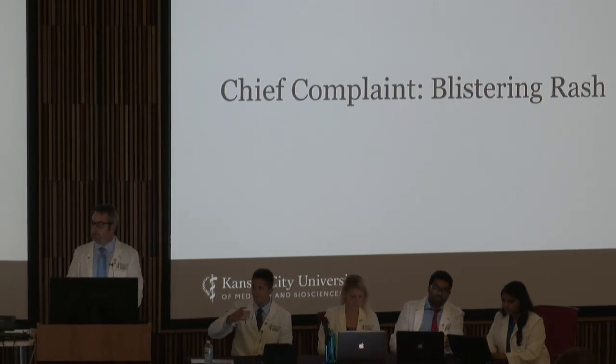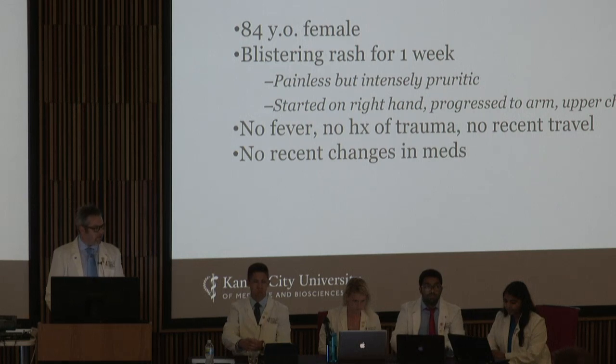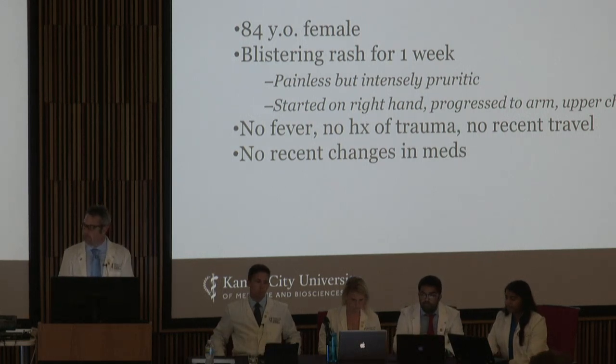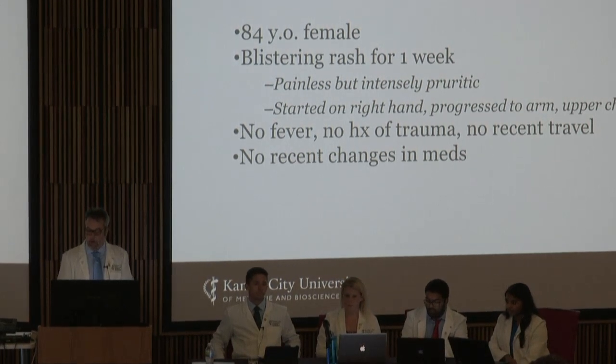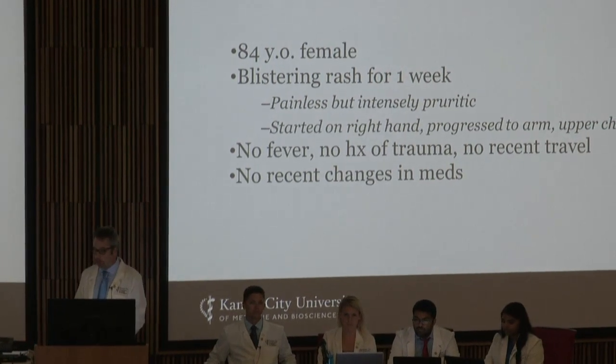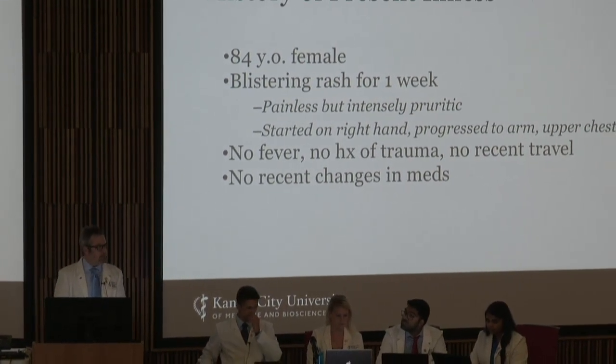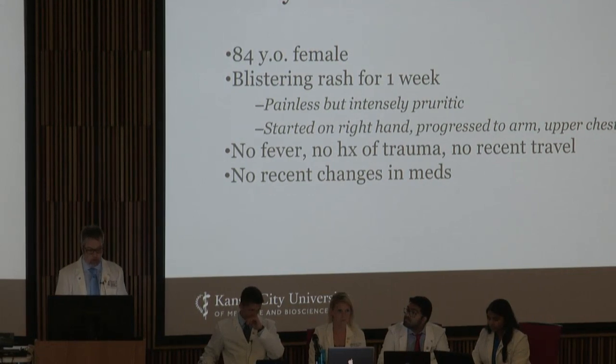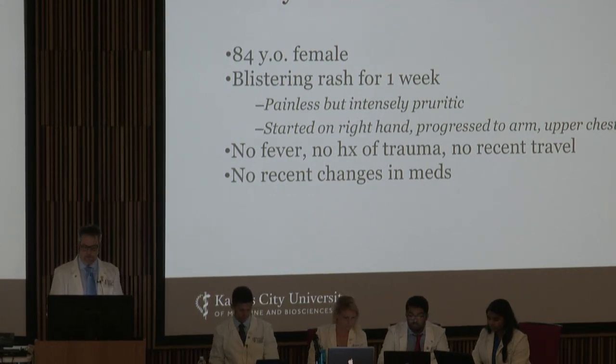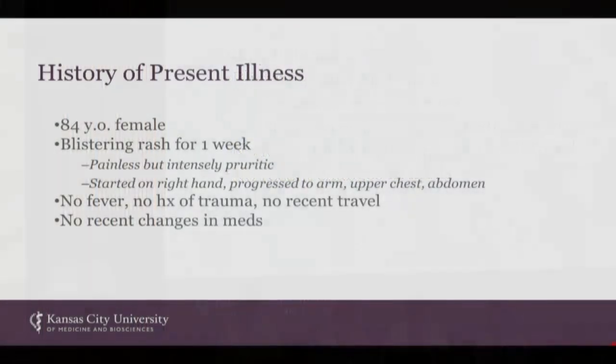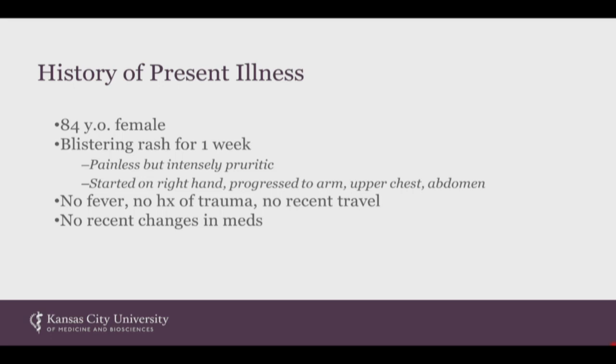Chief complaint of our patient is that of a blistering rash. The history of present illness is that the 84-year-old female presents with a blistering rash for a duration of 1 week. This rash began on her right hand, traveled up her arm, across her upper chest, and then through her abdomen. It is a painless rash, but is intensely pruritic, also known as itchy. No fever with our patient, and she also reports no history of trauma or recent travel. Despite an extensive medication list, which we'll discuss in a moment, she reports no changes to her meds or to her adherence to the program.